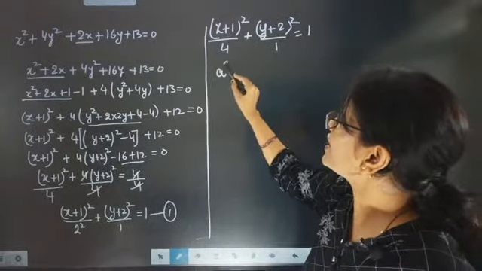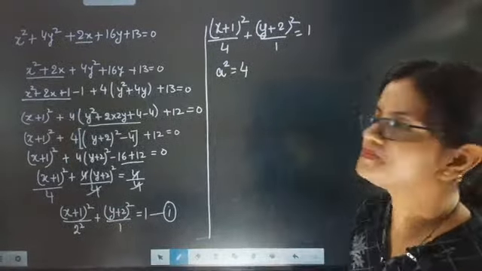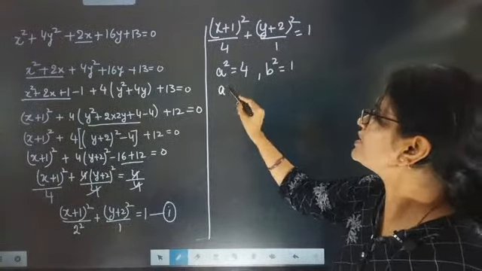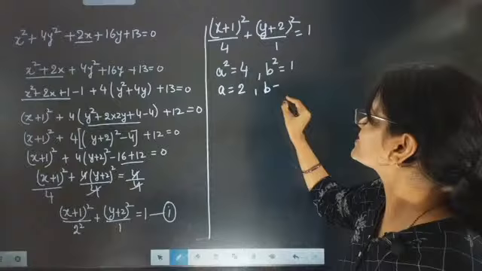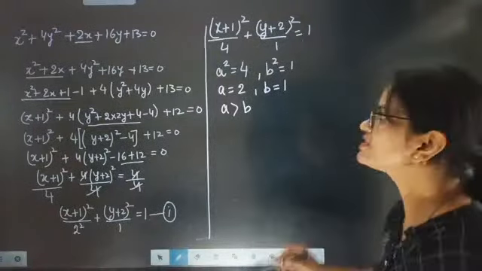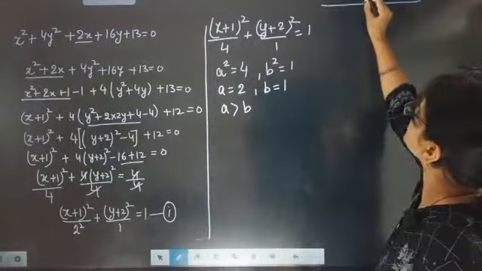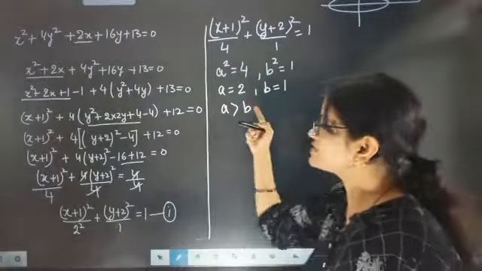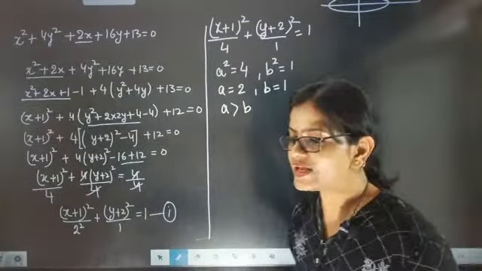So here a square is coming as 4 and b square is coming as 1. So a is coming as 2, b is coming as 1. That means a is greater than b. Once we got a is greater than b, it means our perception is the ellipse will be exactly resting on the x-axis. Since a is greater than b, the ellipse will be resting where?